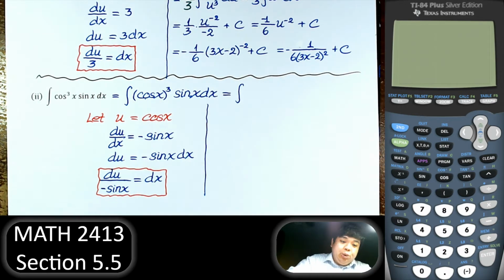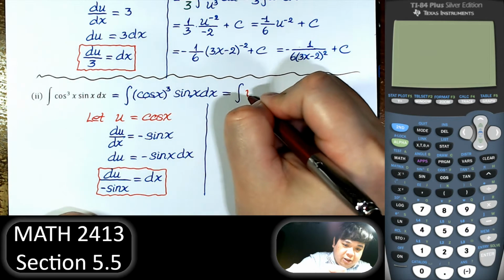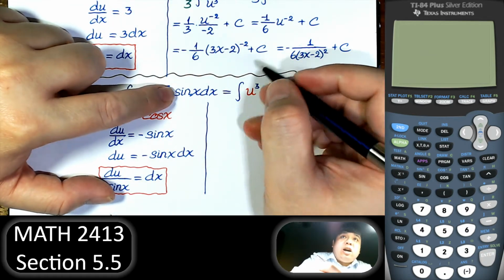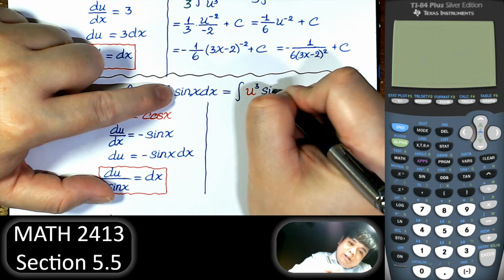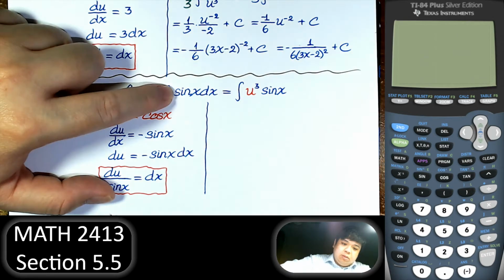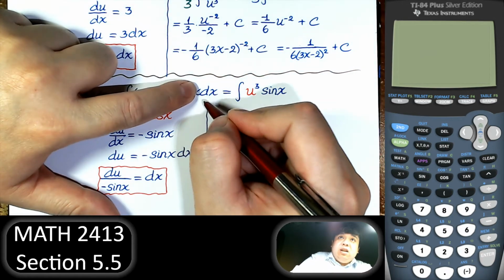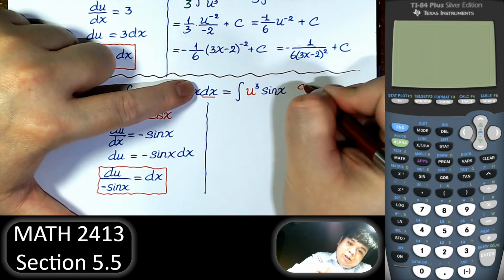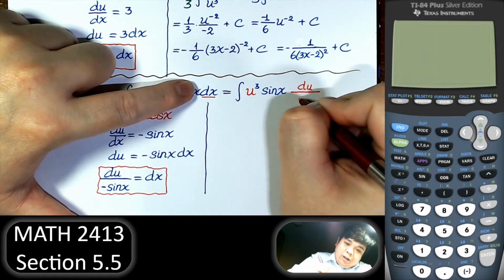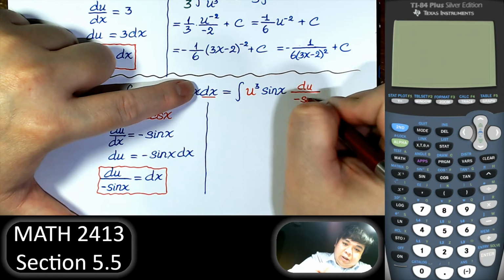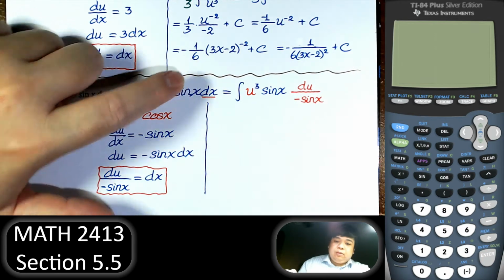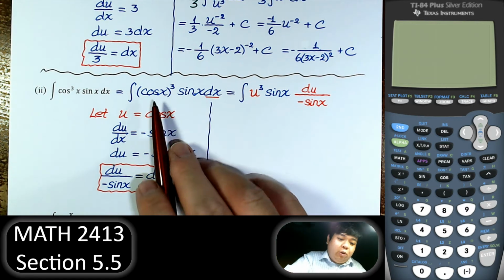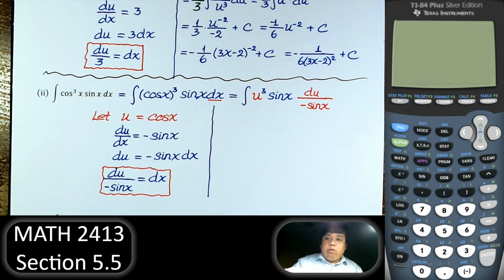Cosine is going to be u and then cube. The sin x stays there. The dx is du over negative sine x. Right, that's what dx is. So I let u equal to something and then solve for dx.